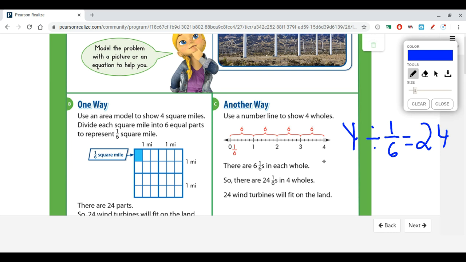If I set this up doing the keep change flip, 4 stays the same, right? That's my keep. The division becomes multiplication, and then I flip the 6 over 1, so it becomes 6 over 1, which is equal to 4 times 6, and that's how I get 24. So again, that keep change flip is another way, the algorithm way to do it, but the models show me visually why that works the way that it works.